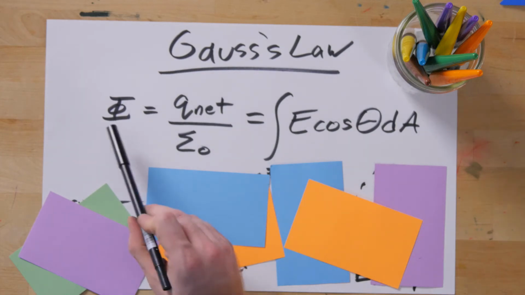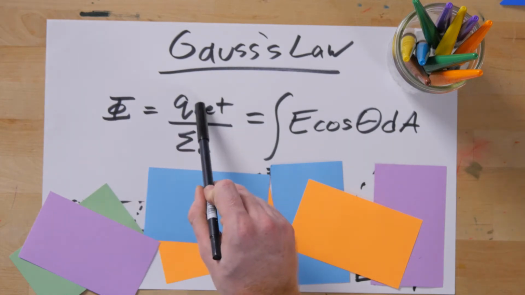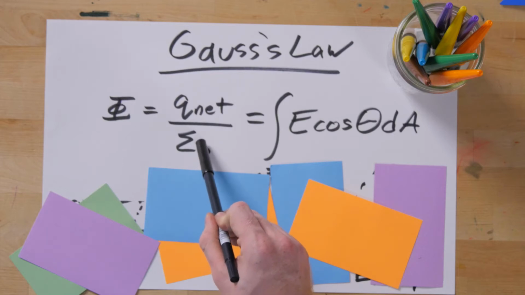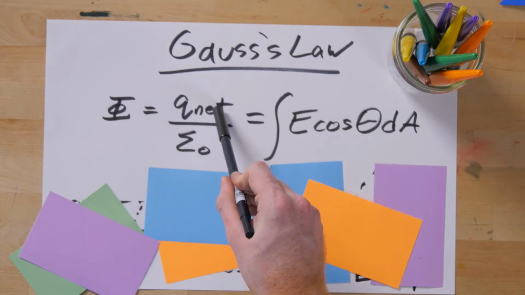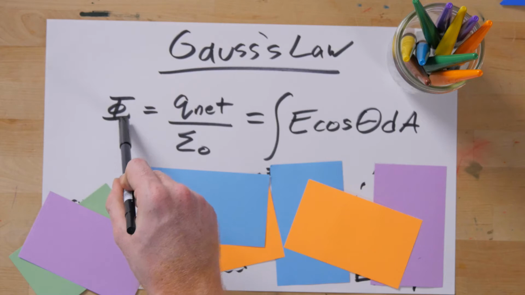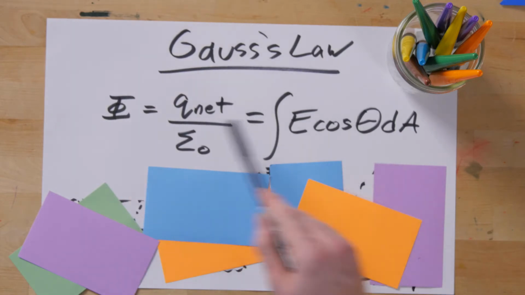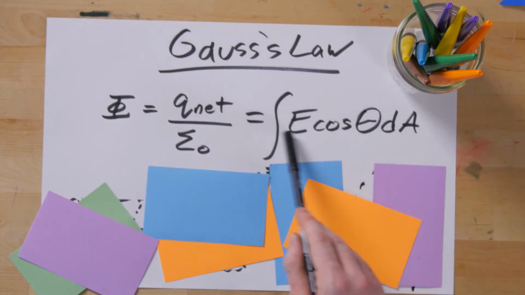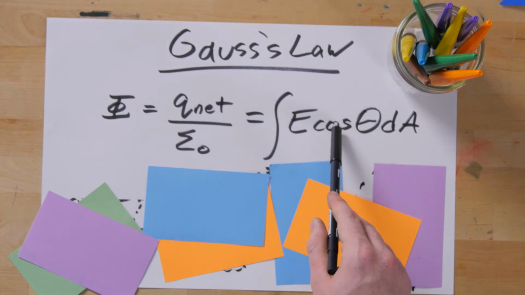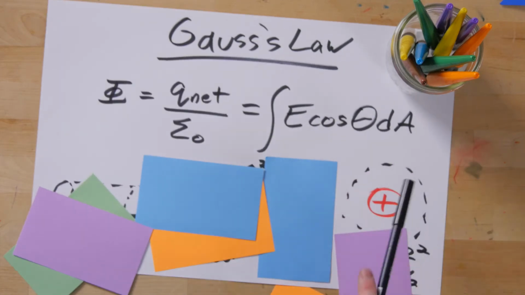Gauss's law tells us that the electric flux is equal to the amount of charge divided by epsilon naught. So if we know the amount of charge we have, we know exactly how much flux there is. And there's actually another way we can represent it using the flux definition through this integral. Again, think back to a point charge with a bunch of imaginary surfaces around it.